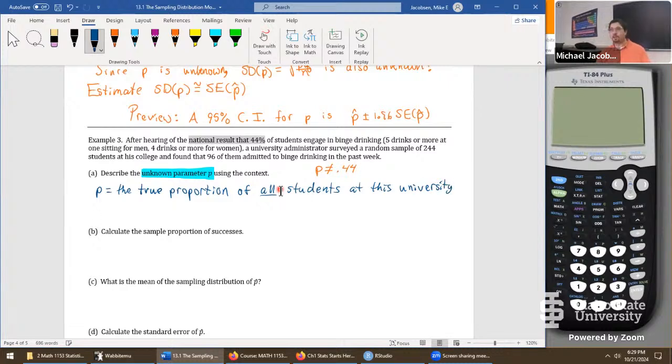Again, imagine that's ISU. That makes it kind of fun, an immediate type of problem. The true proportion of all students at this university, this part's mentioning the population, and this part is going to mention the successes. Anyone see what the success would be in this situation?